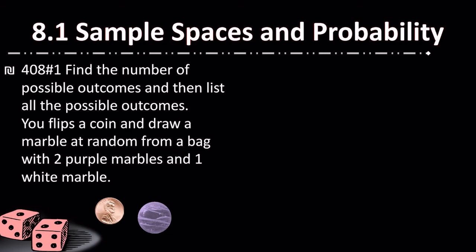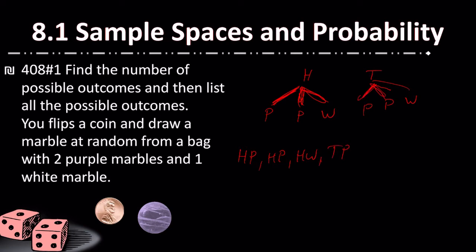This time we are flipping a coin and drawing a marble. So for a coin, we could have either a head or a tail. For the marble, we could have a purple, purple, or a white. Now it's 2 purple marbles, so we labeled them twice. So it looks like we could have head with the purple, or head with the other purple, or head with the white. We could do tail with the purple, tail with the other purple, or tail with the white. And so you have 6 options. You had 2 for the coin and 3 for the marble, which gives 6 options.